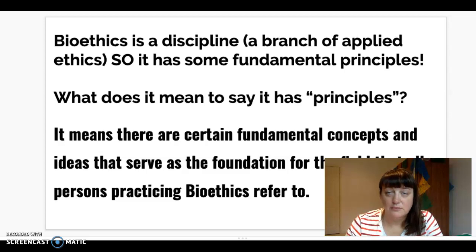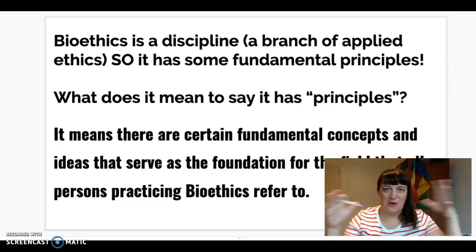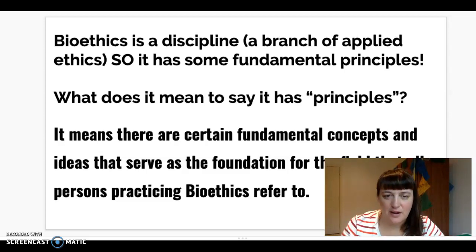Bioethics is a discipline, meaning it has its own language. That's how we often define a discipline from an academic standpoint. And one of the key language pieces we speak of are what we call principles. The principles are these fundamental concepts that we use as our grounding point for our analysis. So whenever we're making an argument, we refer to the bioethical principles. And I'm going to go through those in depth here.